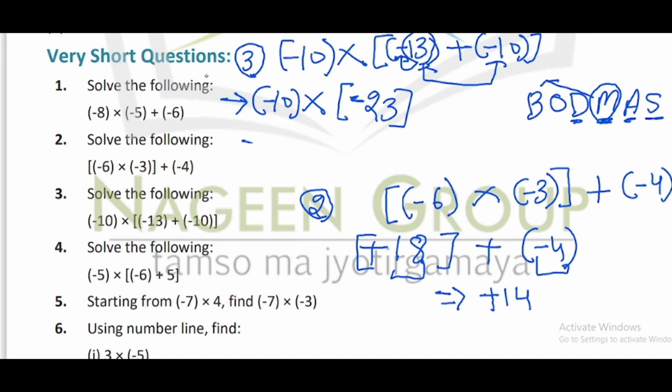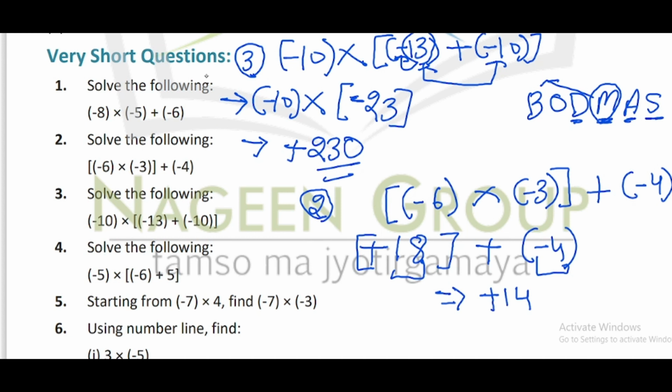Then we solve the multiple of minus 10 into minus 23. First we multiply the symbols minus into minus, that is plus, and then we multiply the numerals 10 into 23, that is 230. 230 is the right answer.